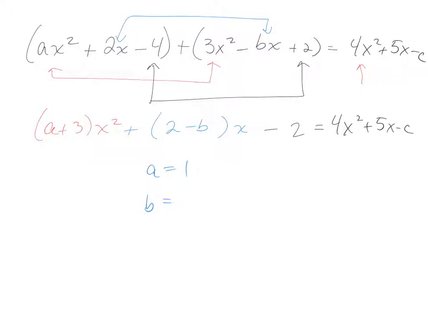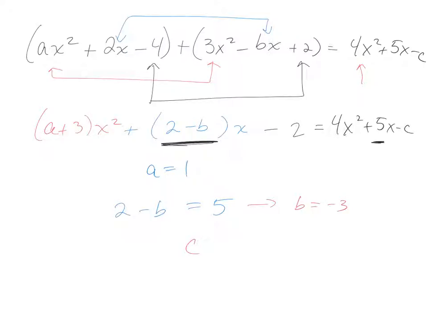If you're not certain by looking, you write the following, please. You take this coefficient right here and set it equal to this coefficient right here. You say 2 minus b has to equal 5. The only thing that b could be to make this work is negative 3.